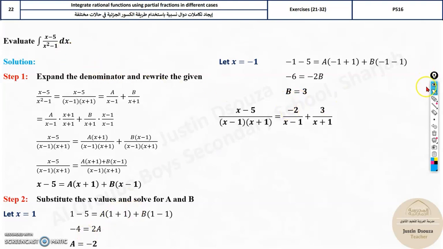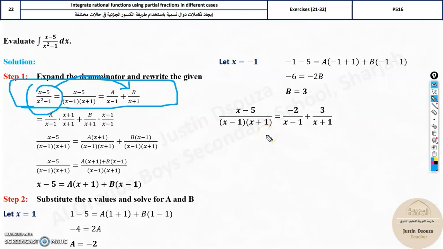Now you can write over here, see, in this step, instead of a and b you can write minus 2 and 3. See, the question can be expanded like this, and all this method was to find the a and b value, and now you have solved it up. So this is it. Now you can easily integrate it, right?